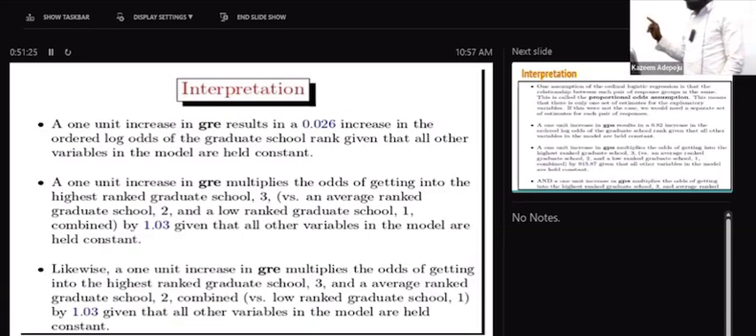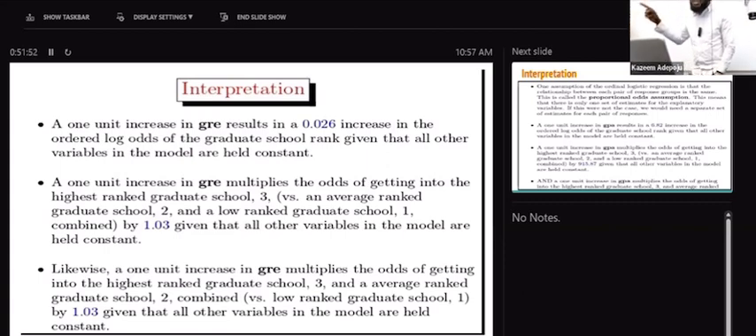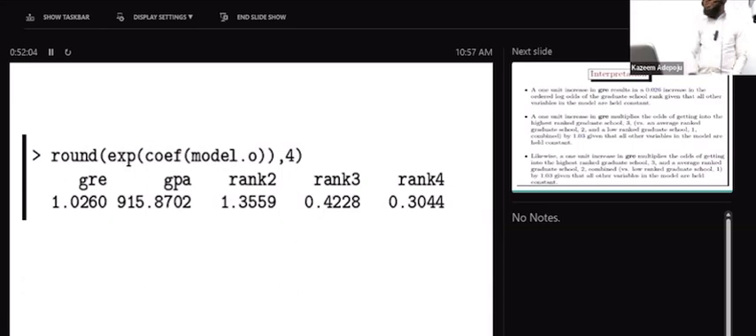Let's see the interpretation. I said, a 1 unit increase in GRE results in a 0.02 increase in the ordered log-odds of the graduate school rank, given that all other variables in the model are held constant. You can see I mentioned ordered. Now, I've interpreted GRE on a log-odds scale. What is the next interpretation? I'm still on GRE. I want to interpret that now on the odds scale, not on the log-odds. And that's why I need the exponentiation. What I'm going to be interpreting will be 1.0260.